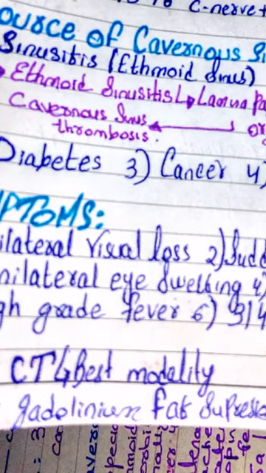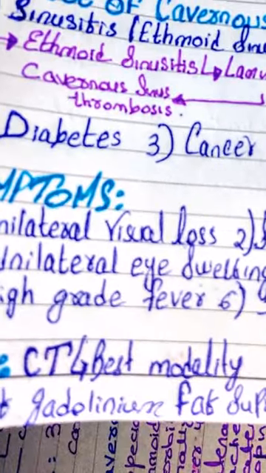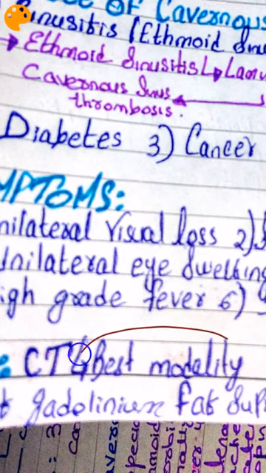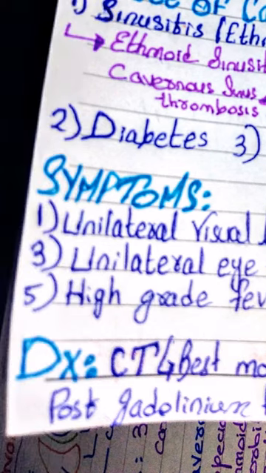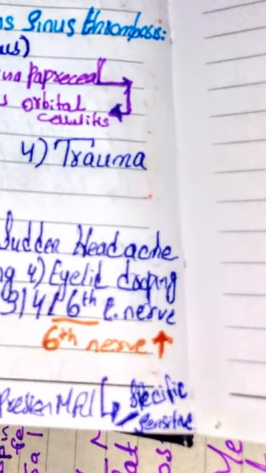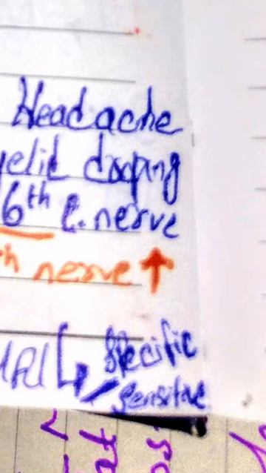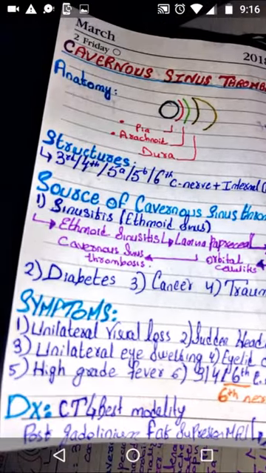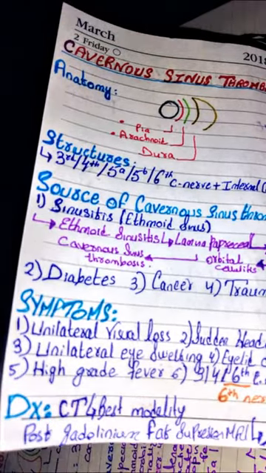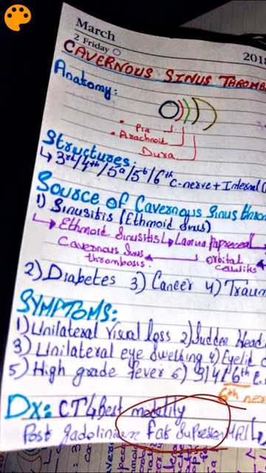Now let's see how the diagnosis is made in case of cavernous sinus thrombosis. CT is the first modality, because it is less costly and less time consuming. Post gadolinium fat suppression MRI is the most specific and most sensitive test for cavernous sinus thrombosis. Why post gadolinium fat suppression MRI? Because you have to suppress the normal orbital fat, as our eye contains its own fat. In order to see thrombosis, you have to suppress normal fat. That's why we use fat suppression in MRI, and gadolinium is basically a dye.